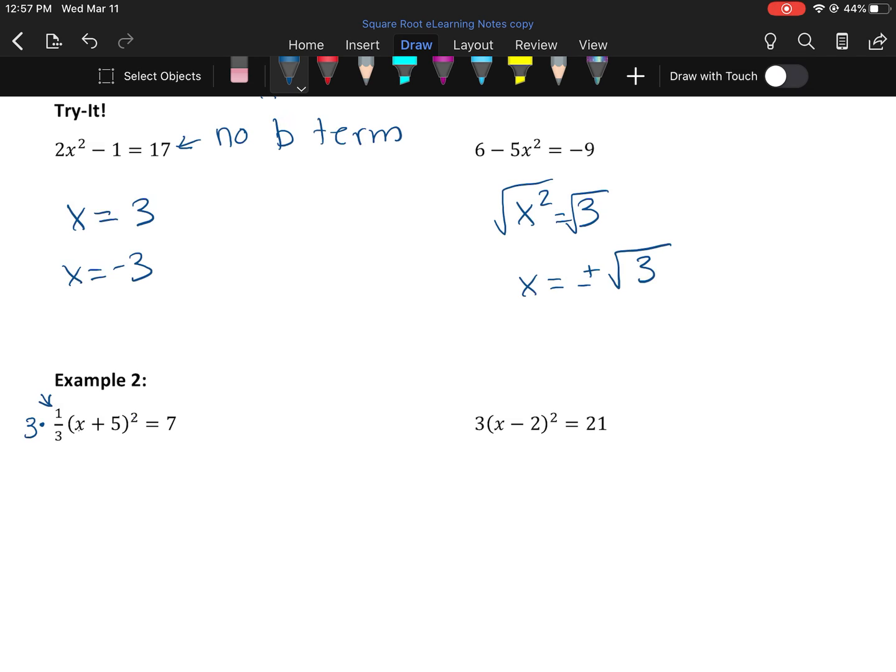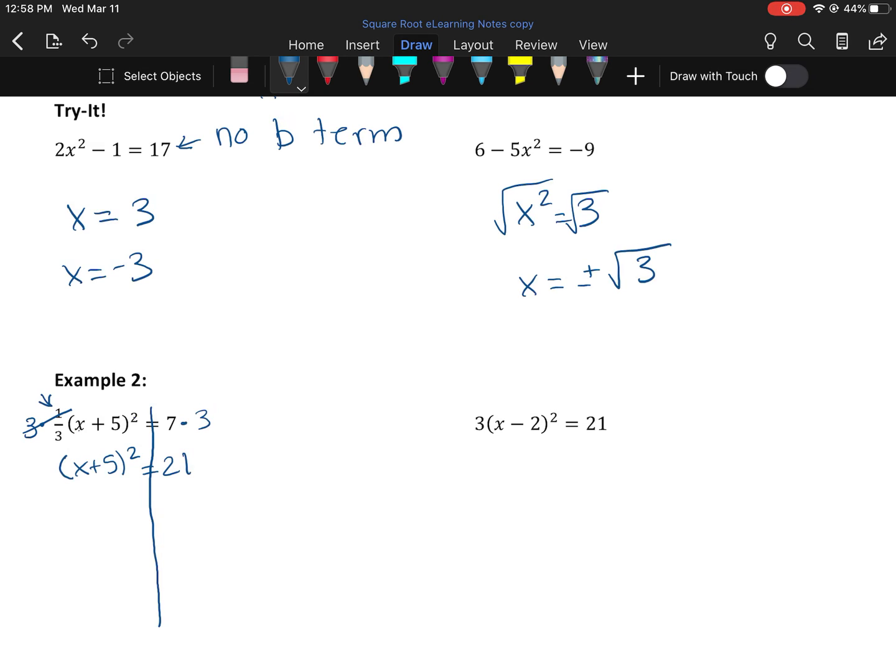3 times 1/3 gets me to 1, but whatever I do to one side, I have to do to the other side. Again, you should be filling this out on your notes as we go. So this cancels out, and I'm left with this. And over here I have 21.